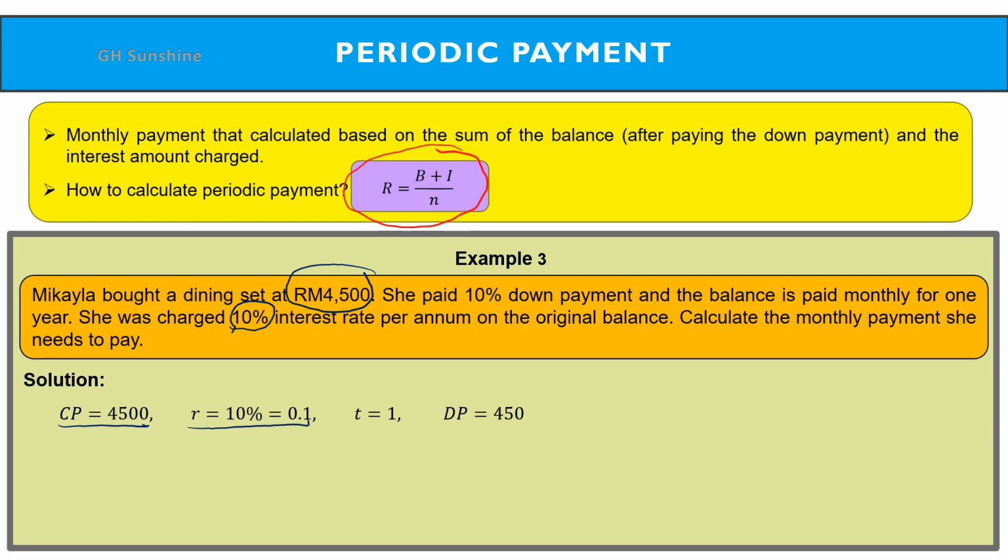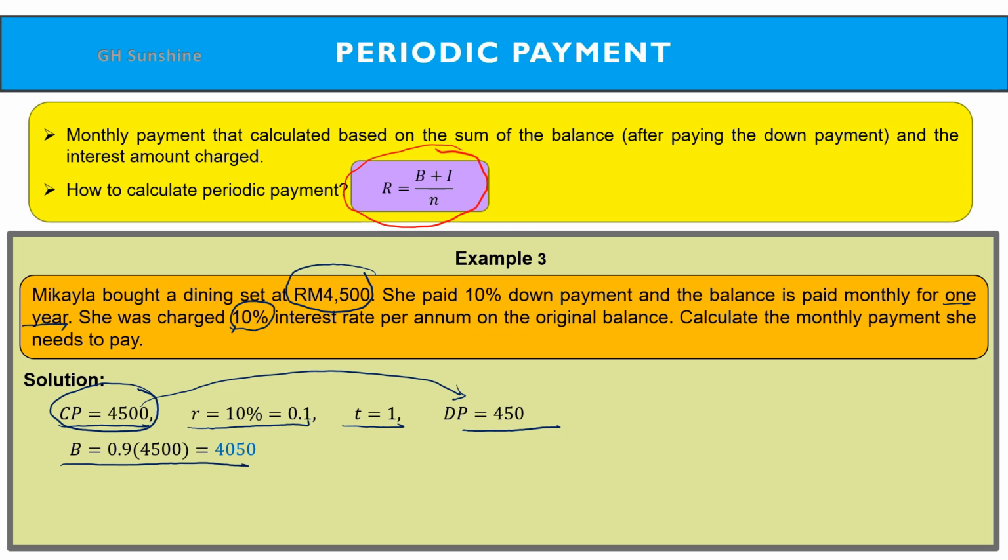The next information here is how many years? 1 year. So here T equals 1. Okay, next. We need to calculate the balance. The balance is calculated based on the difference between cash price and the down payment. So the down payment here equals 450. So here we can calculate the balance using this formula, 0.9 here. Why 0.9? Balance from 10%: 100 minus 10 equals 90%. That's why here is 0.9. Or 4500 minus 450, which means cash price minus down payment. So the balance here equals 4050.